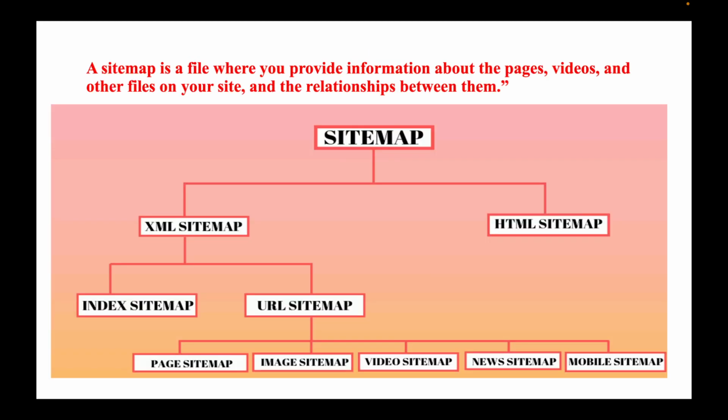So this is a sample sitemap. Here we provide information about the pages, videos, and other files on your site and the relationships between them. XML sitemap and HTML sitemap are the two types. In this, we have index sitemap, URL sitemap, page sitemap, image sitemap, video sitemap, news sitemap, mobile sitemap.